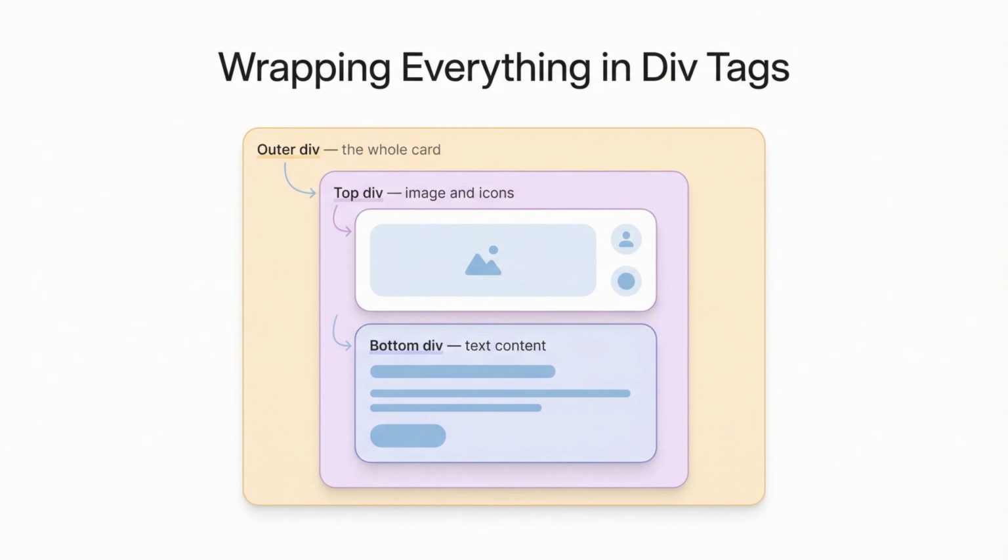Now, here's the key structural insight. Every box you draw around a section of the design corresponds to a div tag in your HTML. The outermost box, the entire card, is one div. Inside it, the top section is another div, and the bottom section is yet another div. This is the nesting structure that your HTML will follow. Think of it like Russian nesting dolls. The outermost div wraps everything. Inside that, you have 2 children, the top div and the bottom div. Each child div holds its own content. This 3-level nesting is the skeleton of your card's HTML structure.